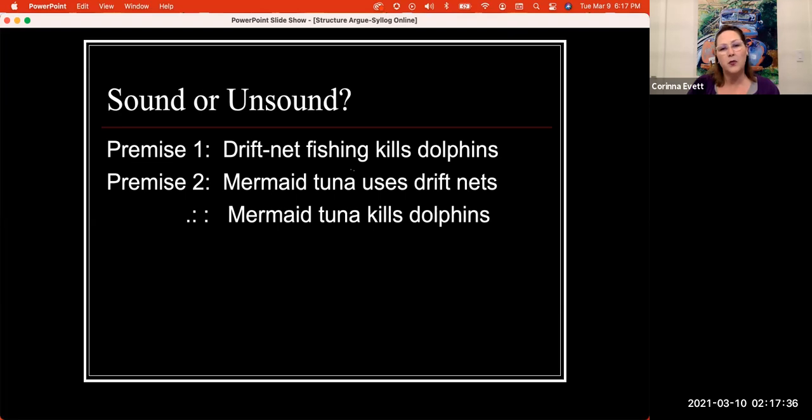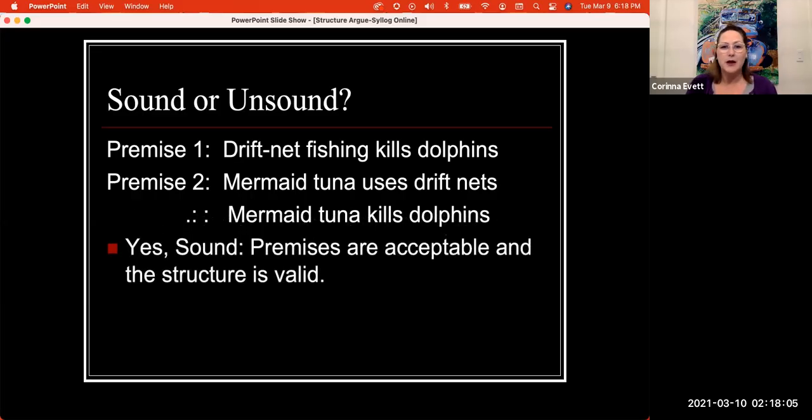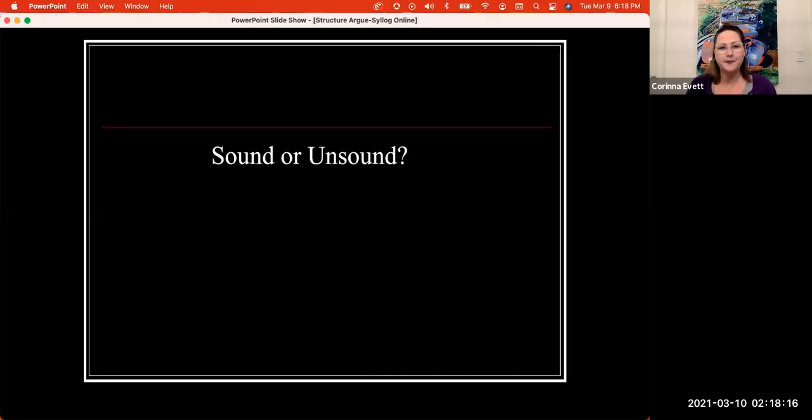So we have one classification, one idea: drift net fishing kills dolphins. That's the second bit: Mermaid Tuna uses drift nets. So if Mermaid Tuna uses drift net fishing, then they kill dolphins. Mermaid Tuna kills dolphins. So is that valid? Does that conclusion follow of necessity from those two premises in that order? And I think we are all going to say, yes, it's sound, because the premises are acceptable and true, and the structure is valid. And we also know, because of that, that this is a deductively reasoned argument, right?